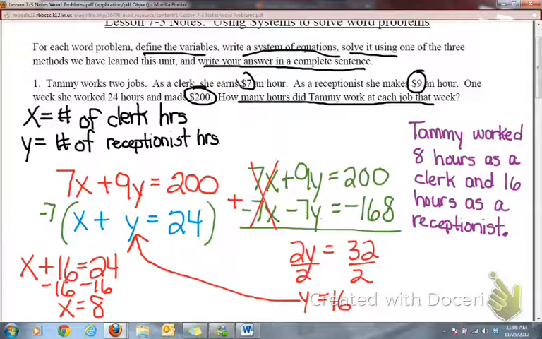So basically, I just took those numbers and put them into both of the equations, again, just to double check and make sure that it made sense. If I would have gotten any other numbers, they either wouldn't have added up to 24, or they wouldn't have given me the $200 that she made. So these are the only two numbers that would work, the only solution for this problem.